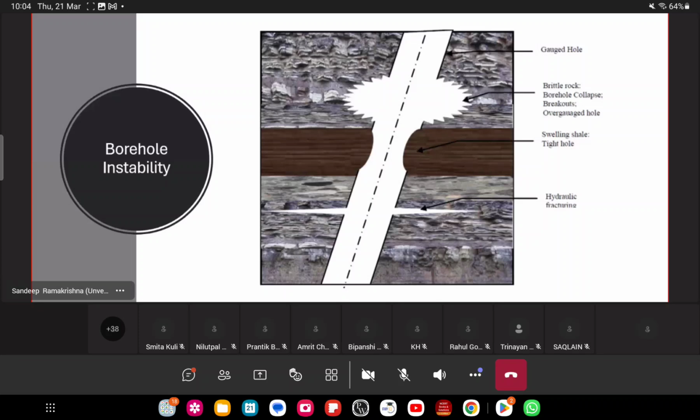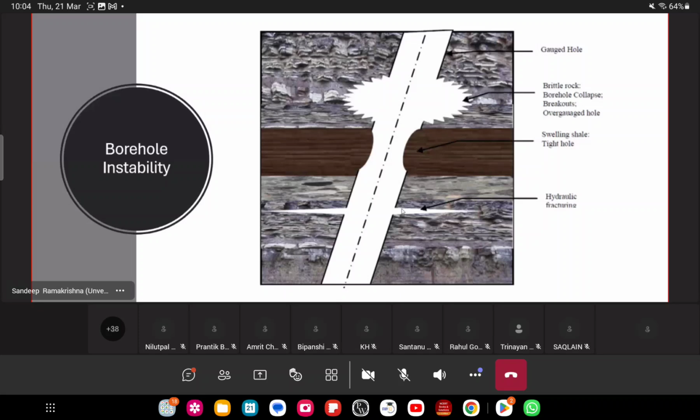Here in this case, if the mud weight was way too high as compared to the pore pressure in this particular formation, you start seeing that cracking is happening, and that's how hydraulic fractures work.